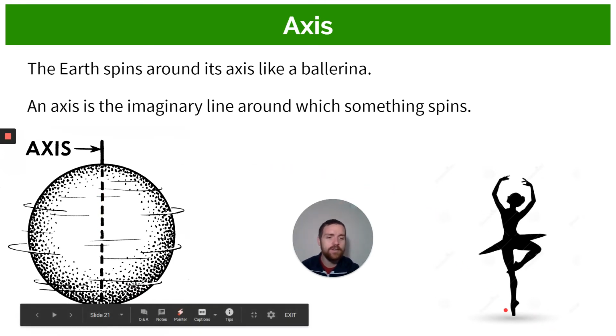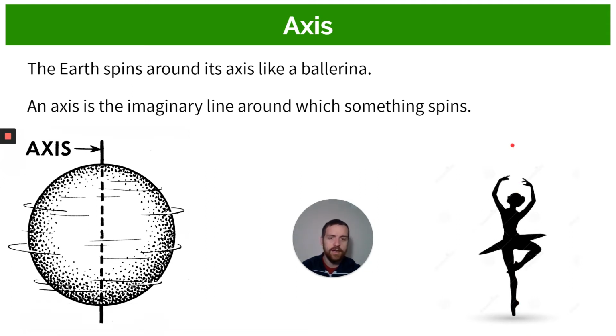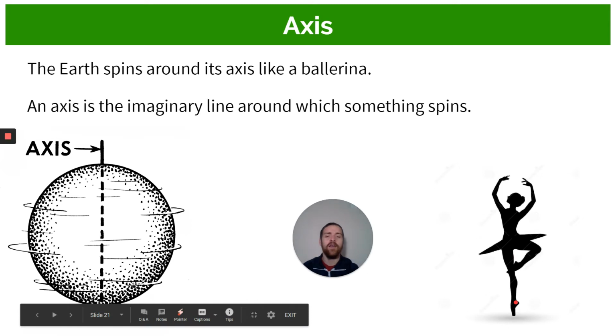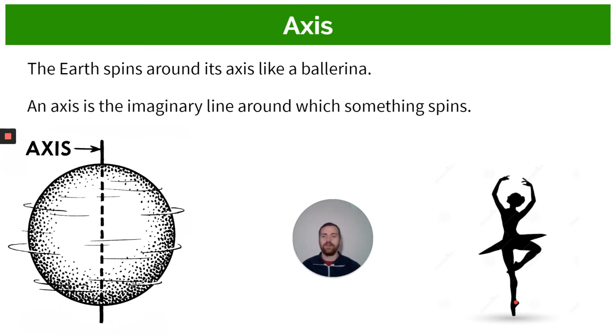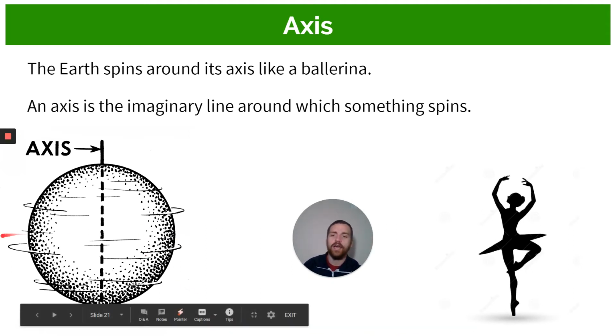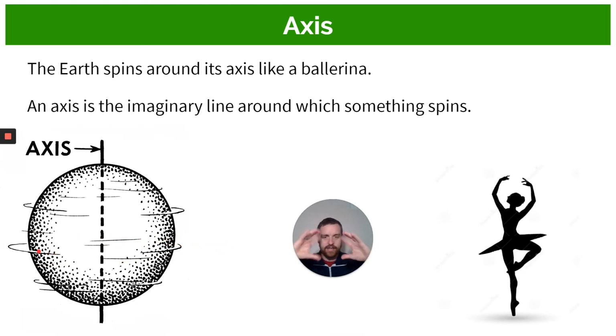If this ballerina twirls around on her foot, you can imagine an imaginary line right through the middle here, okay? That is the ballerina's axis. It's the point right in the middle around which everything else spins. If you spin a spinning top, the middle of that top is the axis, okay? We can't put the axis sideways like this because then we'd have to change the spin, so it would spin like that. So if we spun the Earth that way, the axis would have to be through the side, okay?